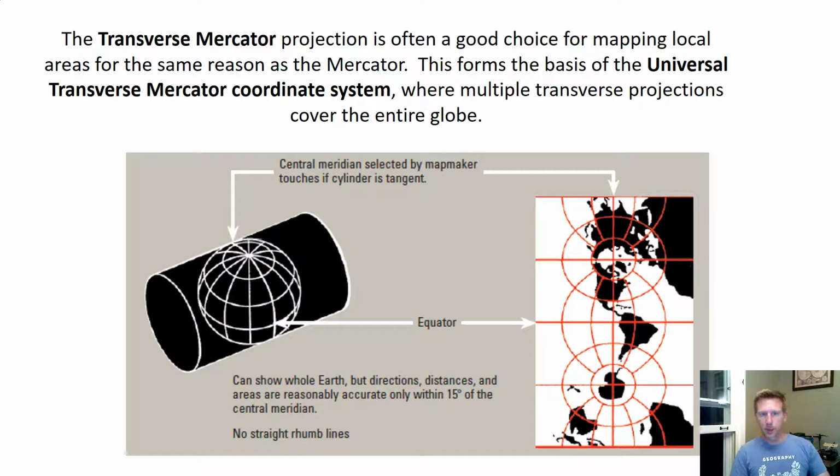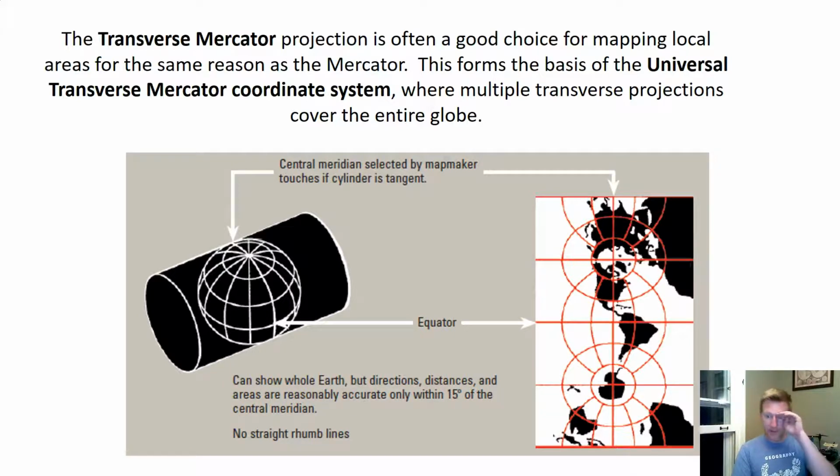The transverse Mercator projection forms the basis of one of the major coordinate systems that you need to know, and that's the Universal Transverse Mercator Coordinate System. So a normal Mercator is a cylindrical projection. We take a cylinder, we wrap it around a globe, and we unravel it. In that case, the cylinder is aligned with the poles. In this case, the transverse of Universal Transverse Mercator means that it's sort of 90 degrees opposed to the direction of the poles. So it's still cylindrical.